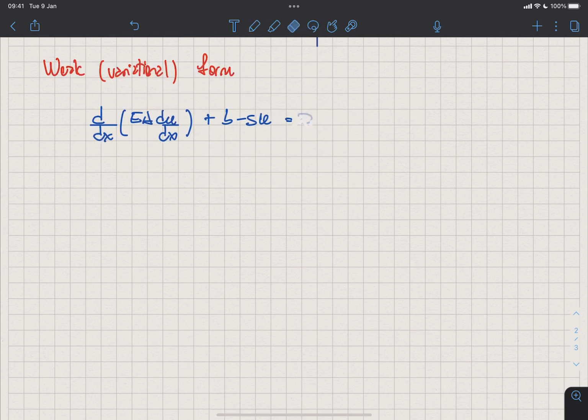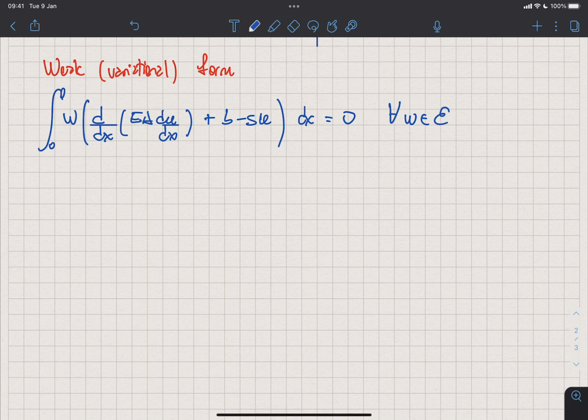And what we're going to do is weight that with some function that we call w, and we're going to integrate over the entire bar, and then we're going to say that that is going to be equal to 0 for all functions w in some yet unknown space that we call E of omega.